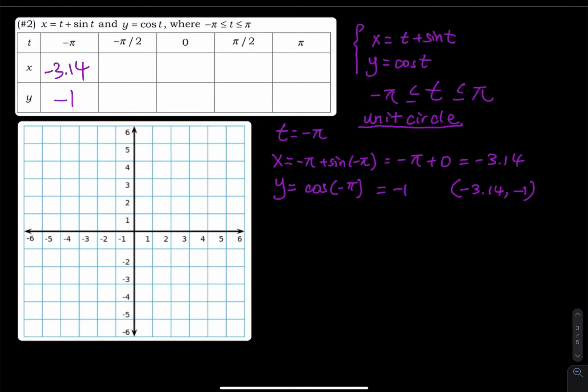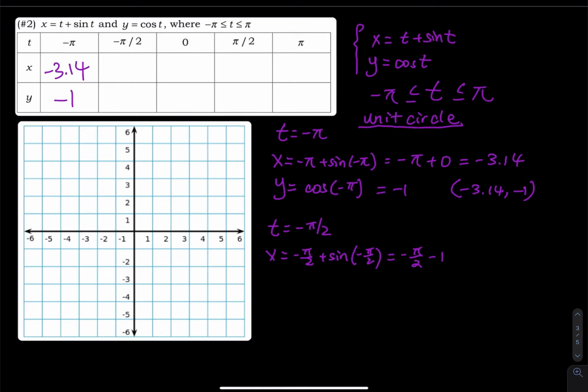So t is equal to -pi over 2. I have x equals -pi over 2 plus sine of -pi over 2. So that is a 90 degree clockwise, so that will be -pi over 2. At that point, on the y-axis between quadrant 3 and quadrant 4, we have y equals -1, so that will be pi over 2 minus 1.